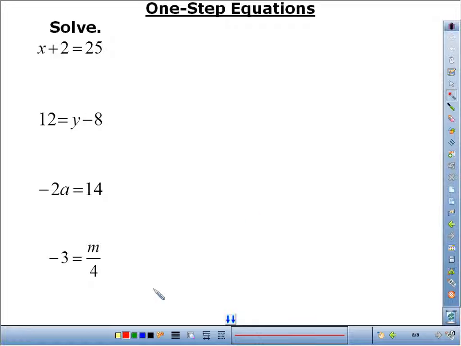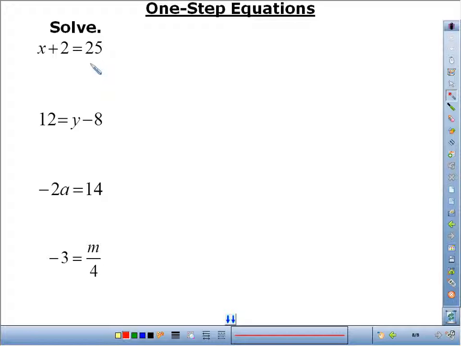So let's start by solving these. Now these, like I said, are fairly simple, but I want them done in a specific way. So step one was simplify each side. Is this side already simplified? Can I do anything else here? No. How about this side? No. 25, you can't do anything to 25.